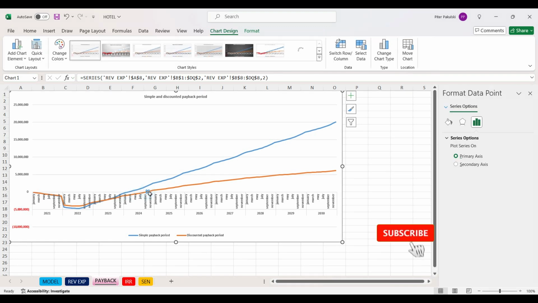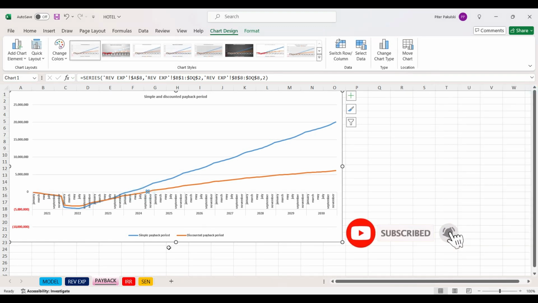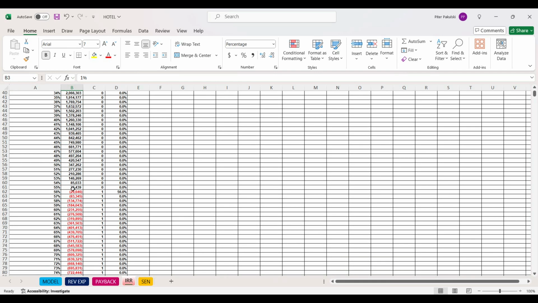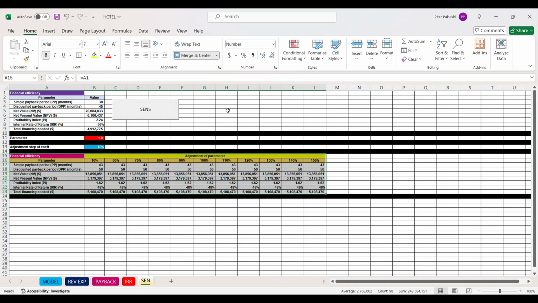Next step. Internal rate of return calculation. Here we are setting up the project discount rate. This is the increment. The discount rate, when positive net present value turns to negative NPV, is the internal rate of return. Then we have the sensitivity analysis block. We can add this parameter to any input and see financial efficiency if the value of this parameter will increase or decrease with this increment.